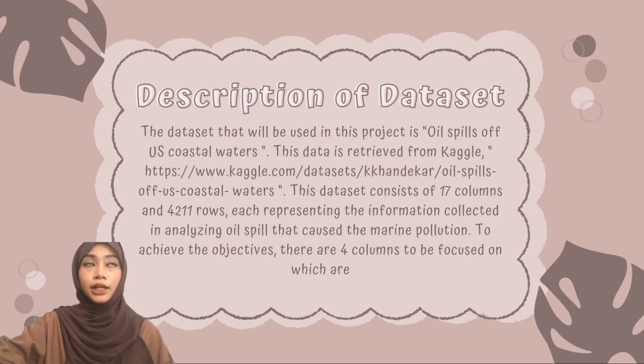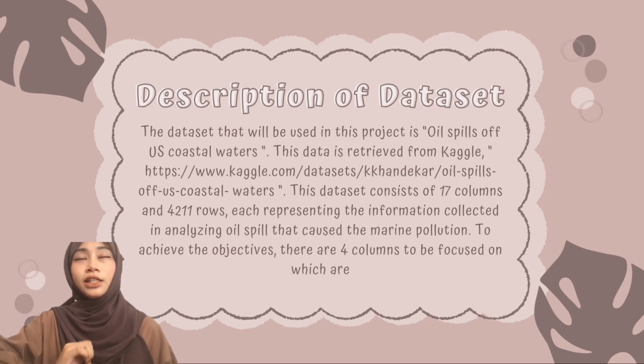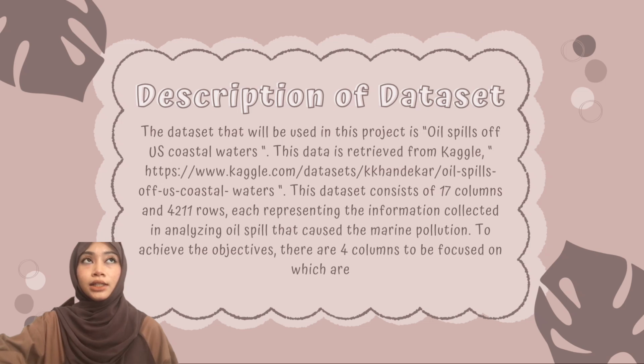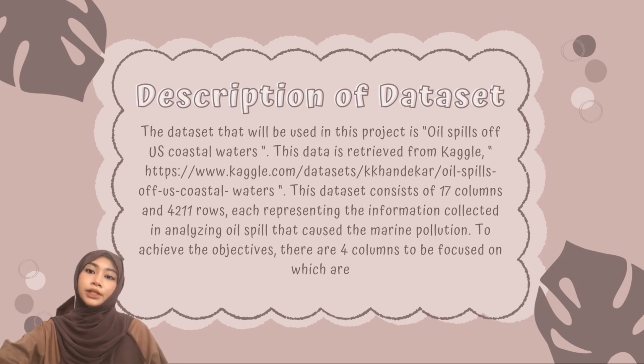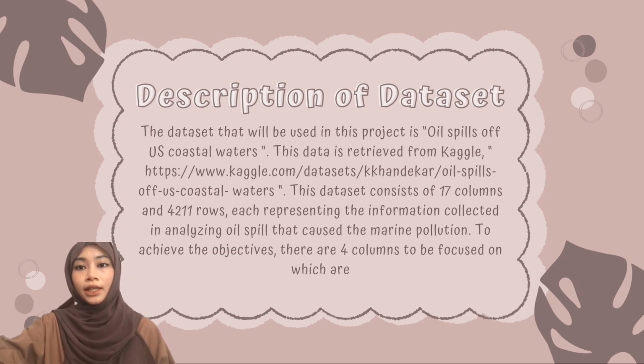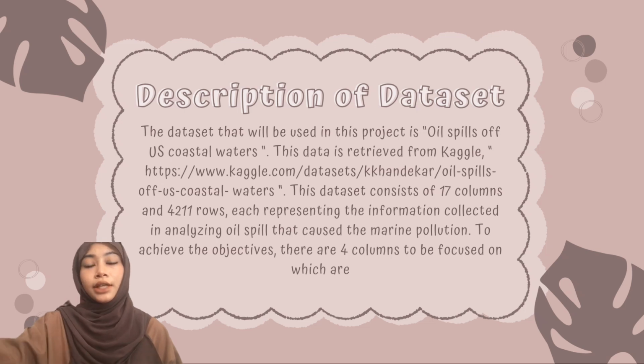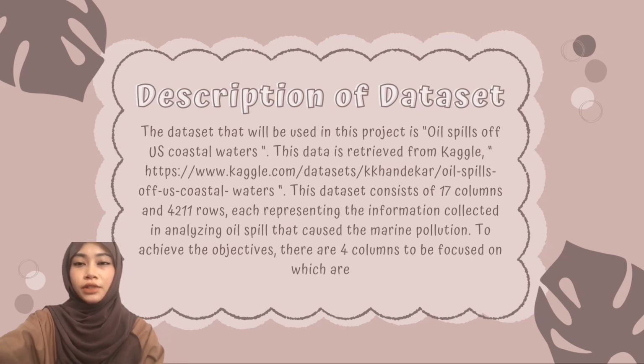So the data set that will be used in this project is oil spills of US coast waters. This data is retrieved from Kaggle, as you can see from the link on the slide, and this data set consists of 17 columns and 4,211 rows. This data represents the information that was collected on oil spills that caused marine pollution, and these are to achieve this objective.